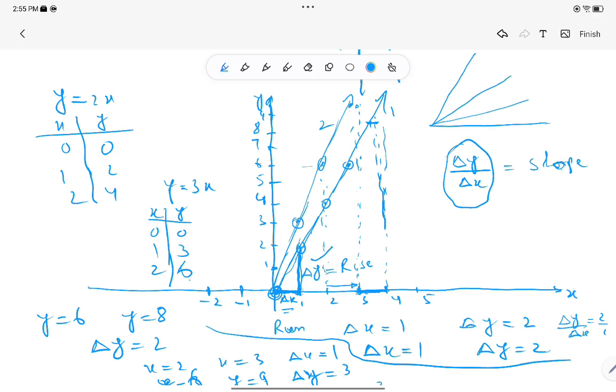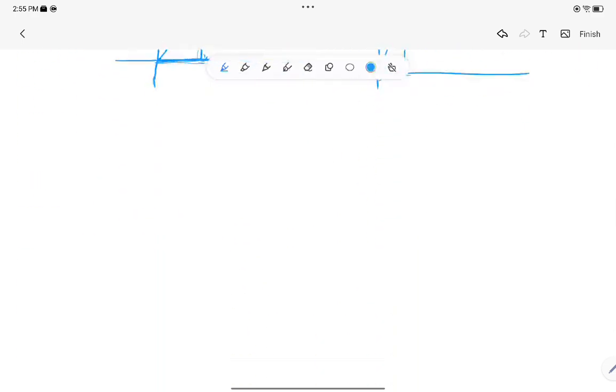Now, suppose I ask you to compare the slope of these two lines, 1 and 2. Which has more slope? 2. Which will have more rate of change? You will say 2, sir. Definitely. In 2, y changes more with x than what it changes in the first. So rate of change is another meaning, it is slope.